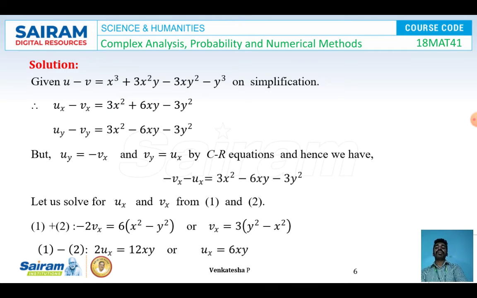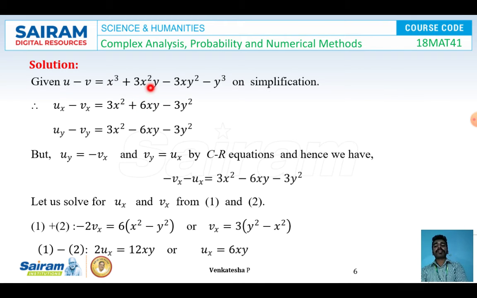So first I'm going to expand the equation by multiplying x minus y. I got u minus v is equal to x cube plus 3x square y minus 3xy square minus y cube. This we got on simplification. Now I'll be differentiating this expression with respect to x partially, treating y constant. So I got dou u by dou x minus dou v by dou x is equal to 3x square plus 6xy minus 3y square, since the derivative of y cube is 0. So I got ux minus vx is equal to 3x square plus 6xy minus 3y square.